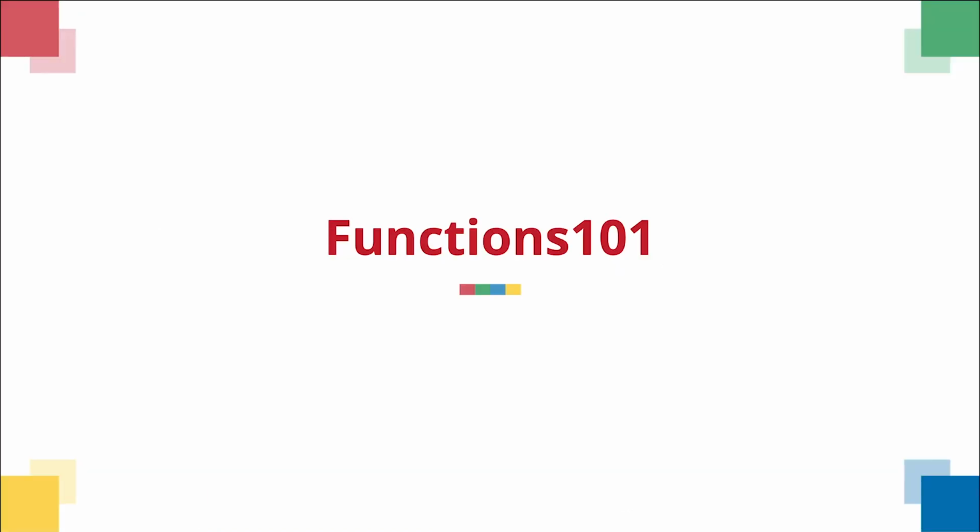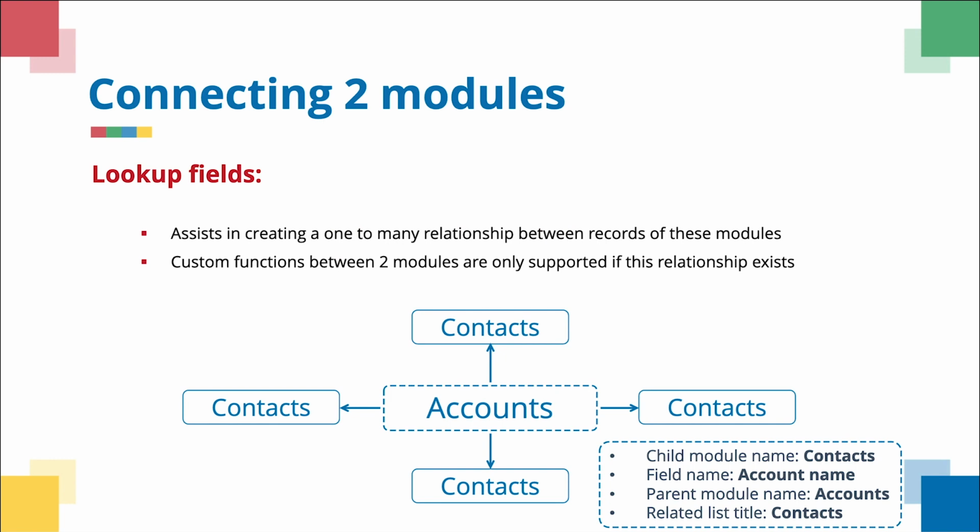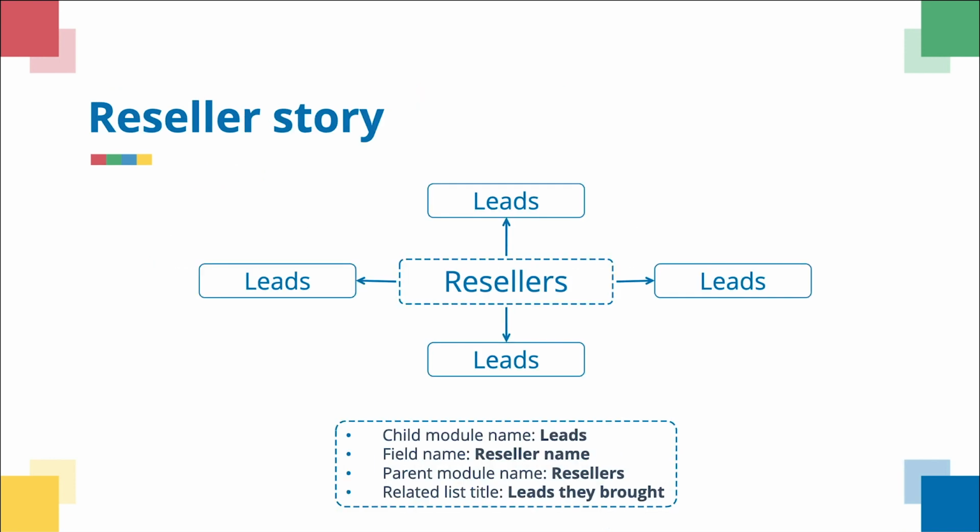Now that you have a basic idea, let's take a real-time scenario to explain this. Zoho has many reselling partners across the globe who share a common interest in our product growth. They also help market these products to companies. Now, in this case, we have one reseller and multiple leads, right? The child module in this case is the leads because there's a multiple of them. And we basically want to create a lookup field in the child module called reseller name.